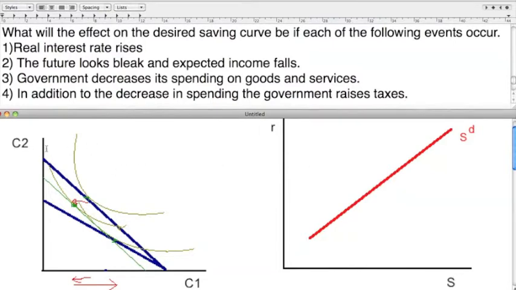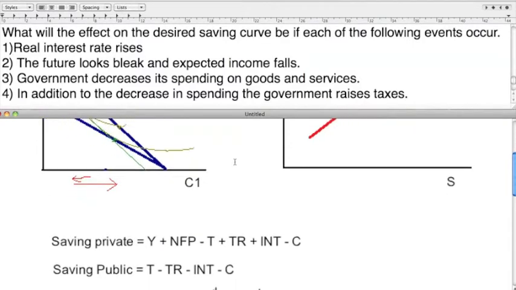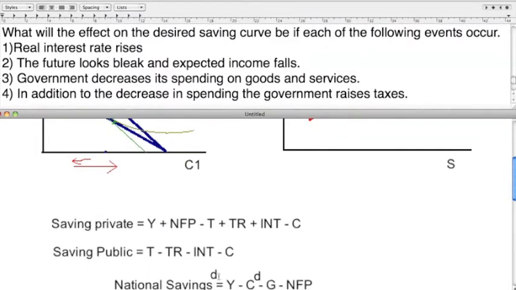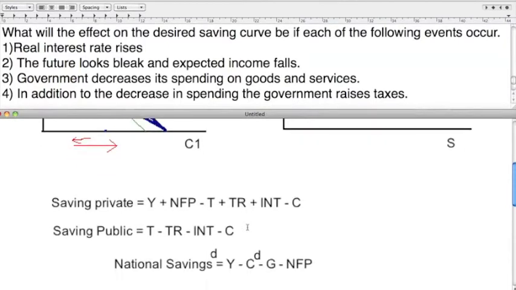What this here on the left looks at is an individual person. However, on the right, this model is looking at the whole economy and how much they want to save. So we're looking at national savings on this scale. Now, what was the formula for national savings? Well, the formula for private savings is here. The formula for public savings is here. And by adding these two together, we get the formula for national savings, or savings desired.